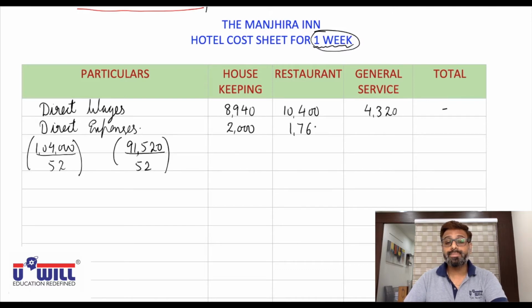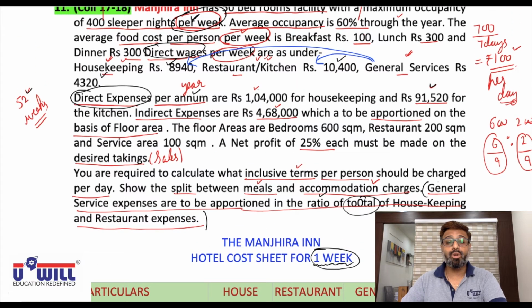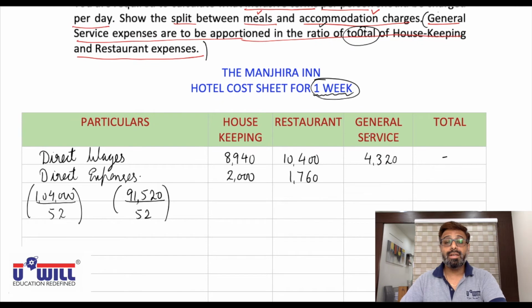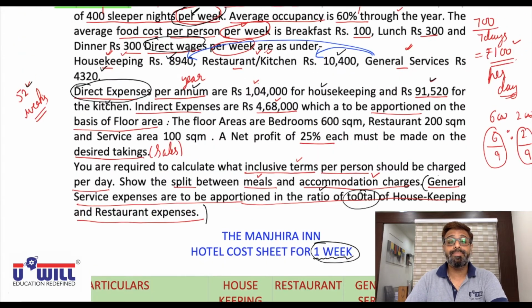for restaurant. Okay, direct expenses are only for these two departments, housekeeping and kitchen, because general service does not have any direct expense. They provide service to housekeeping and restaurant, so they don't have any direct expenses. Okay, here also total is not needed.